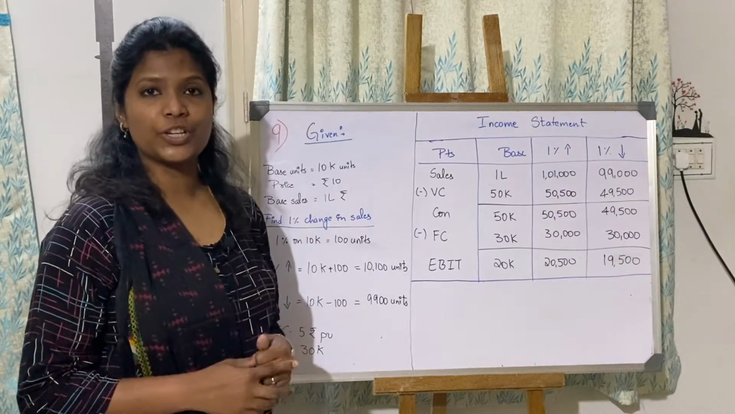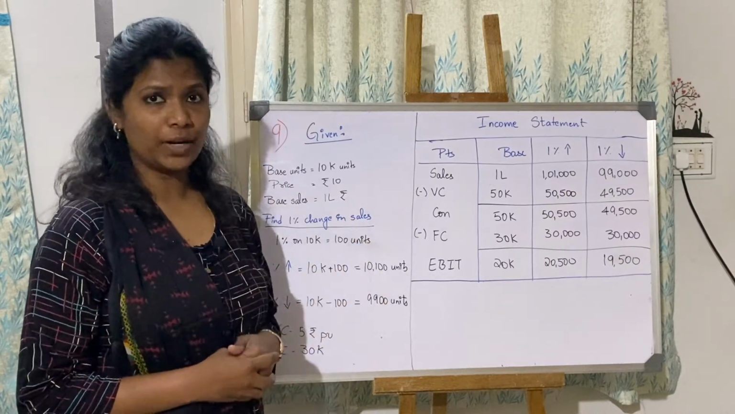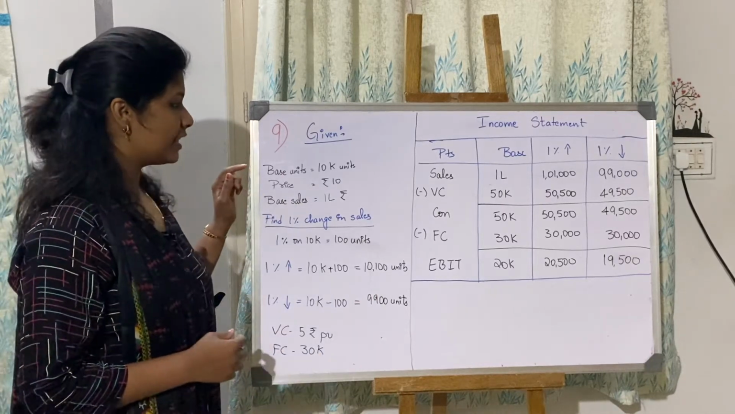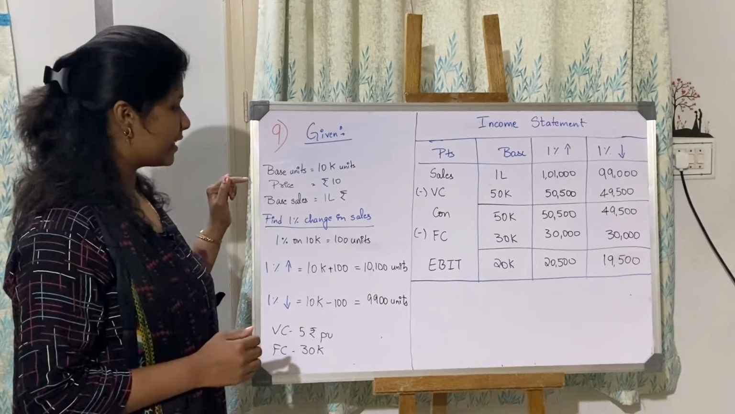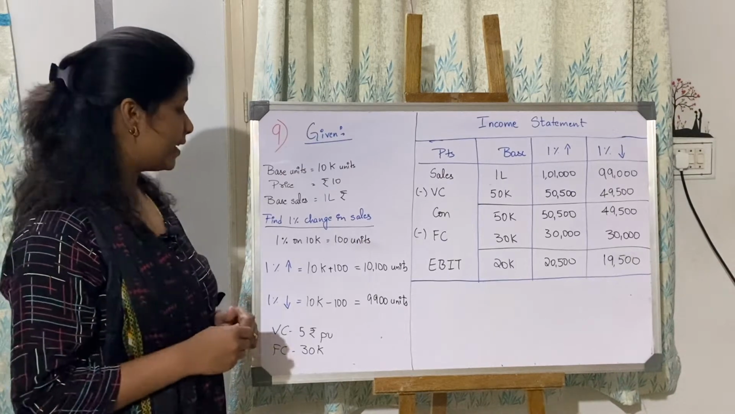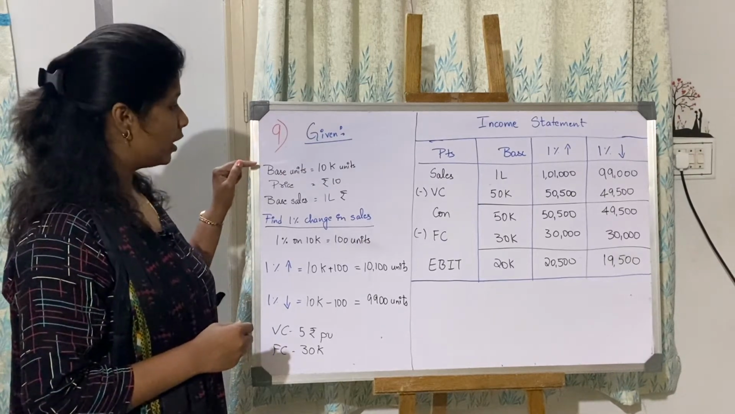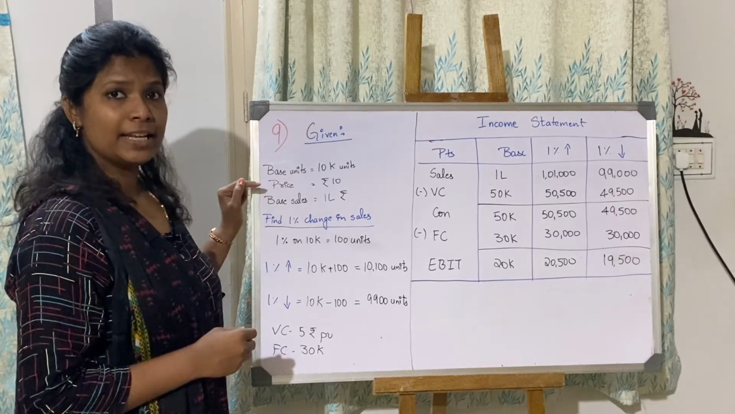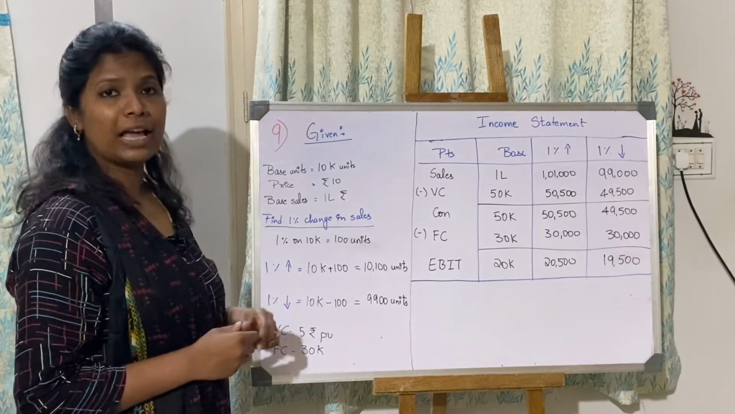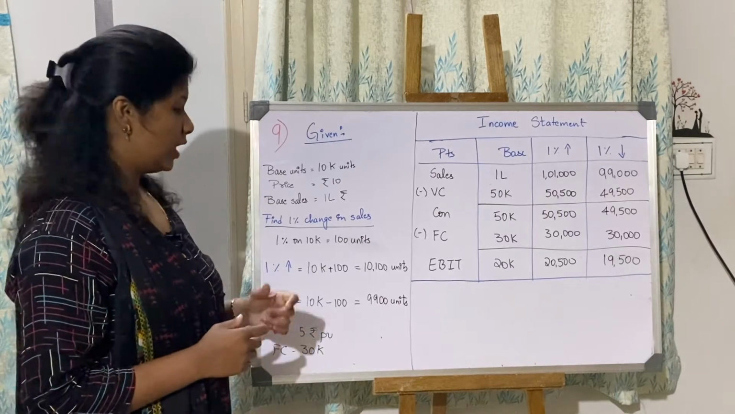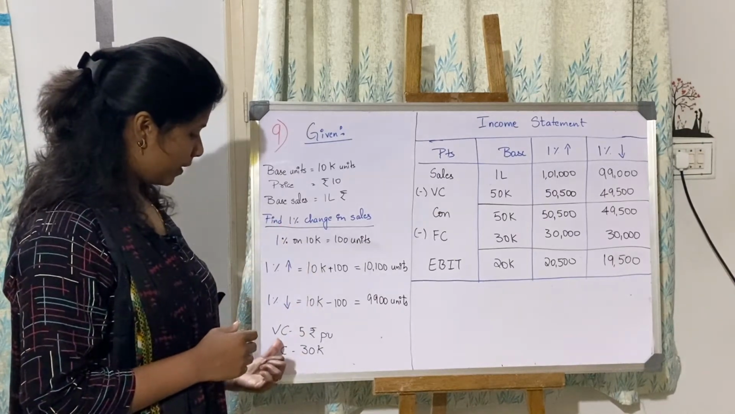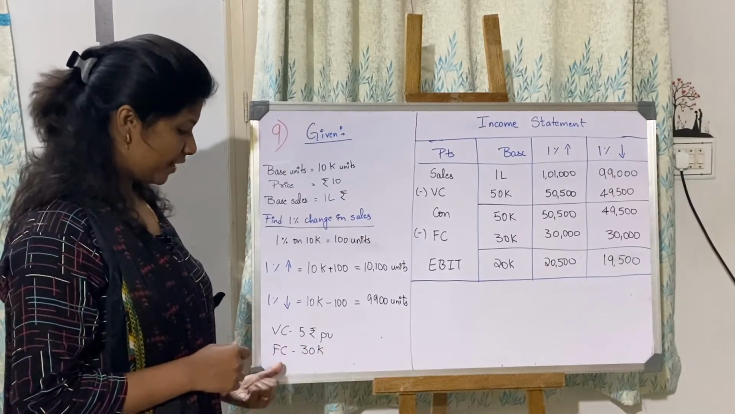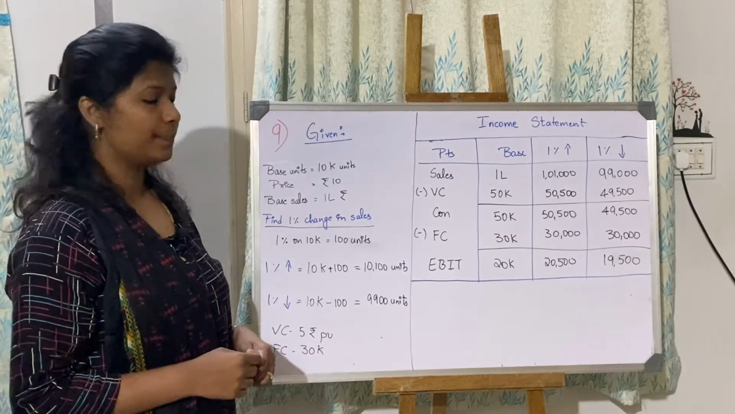So moving on to question number 9, this is a very important one. Starting with the given information, they're given base units of 10,000 units, and the sale price per unit is 10 rupees. The base sales, that means units multiplied by price, 10,000 units multiplied by 10 rupees per unit gives us 1 lakh rupees as the base sales. Now the other details are already given in the question: variable cost is rupees 5 per unit and fixed cost is rupees 30,000.